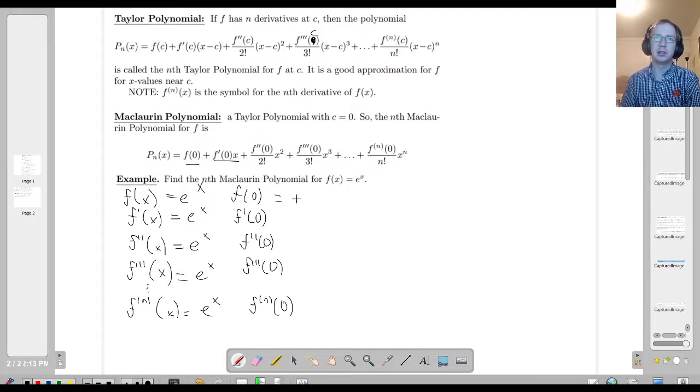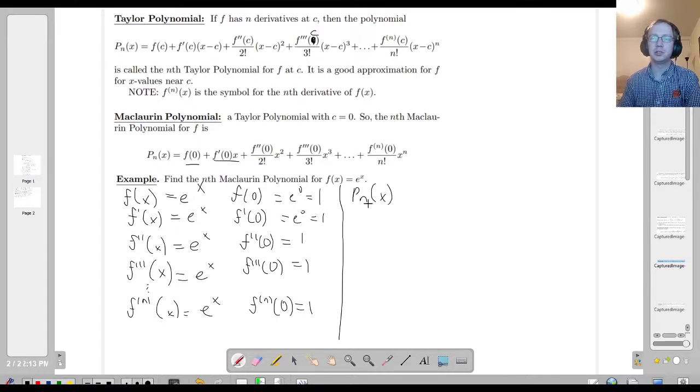Alright, so let's see. If I did e to the 0, that would just be 1. Alright, f prime would also be e to the 0, which is still 1. And it turns out each of these is just going to be 1. Alright, so I've done the hard work now. Now I'm just going to try to use this formula and plug in my terms.